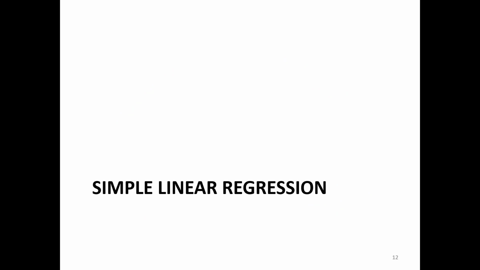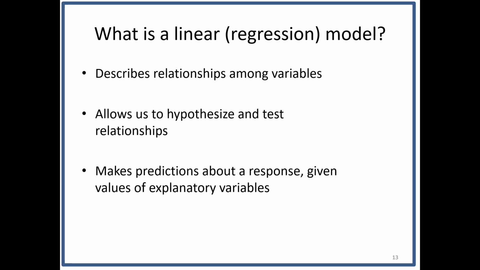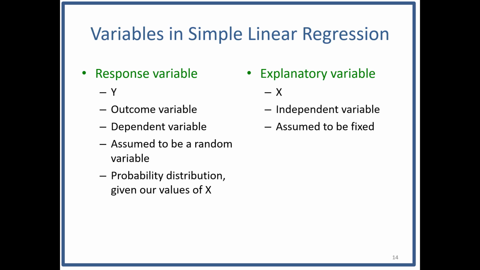So now let's move on to simple linear regression. So what is a linear regression model, or sometimes called linear model? These describe relationships among variables and allow us to hypothesize and test relationships, as well as make predictions about a response given values of explanatory variables. So with simple linear regression, we're going to start simple. Right? I always like to start simple and build up from there. So a simple linear regression has one explanatory variable and a response variable.